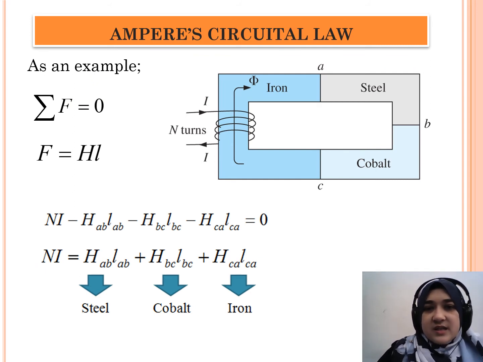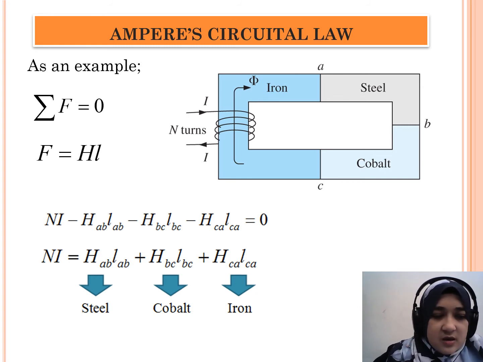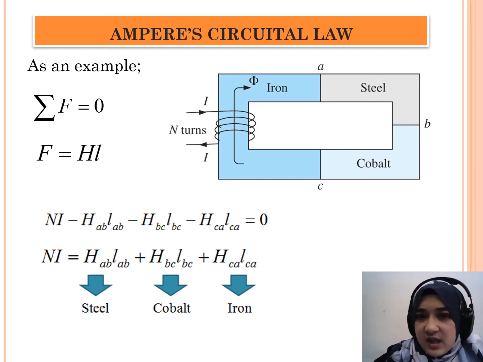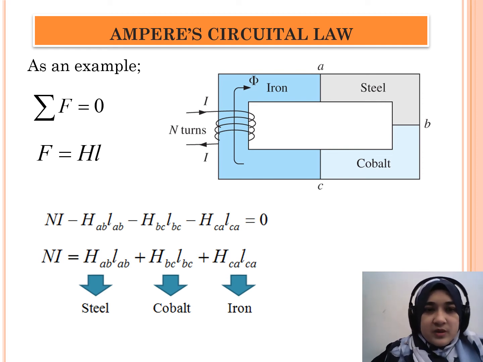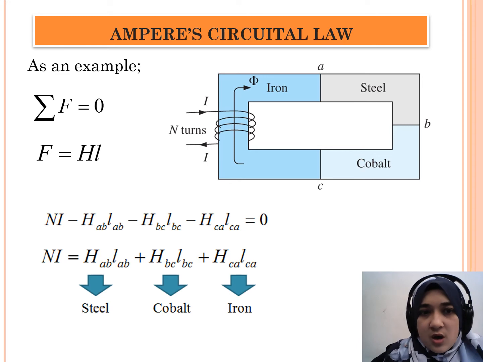Okay, now you look at this. It has three materials: iron, steel, and cobalt. Here the carrying current I goes into the coil, and the magnetic flux goes into the iron, the steel, and the cobalt. Because this is a closed loop, the total F is equal to 0, where F is equal to HL.